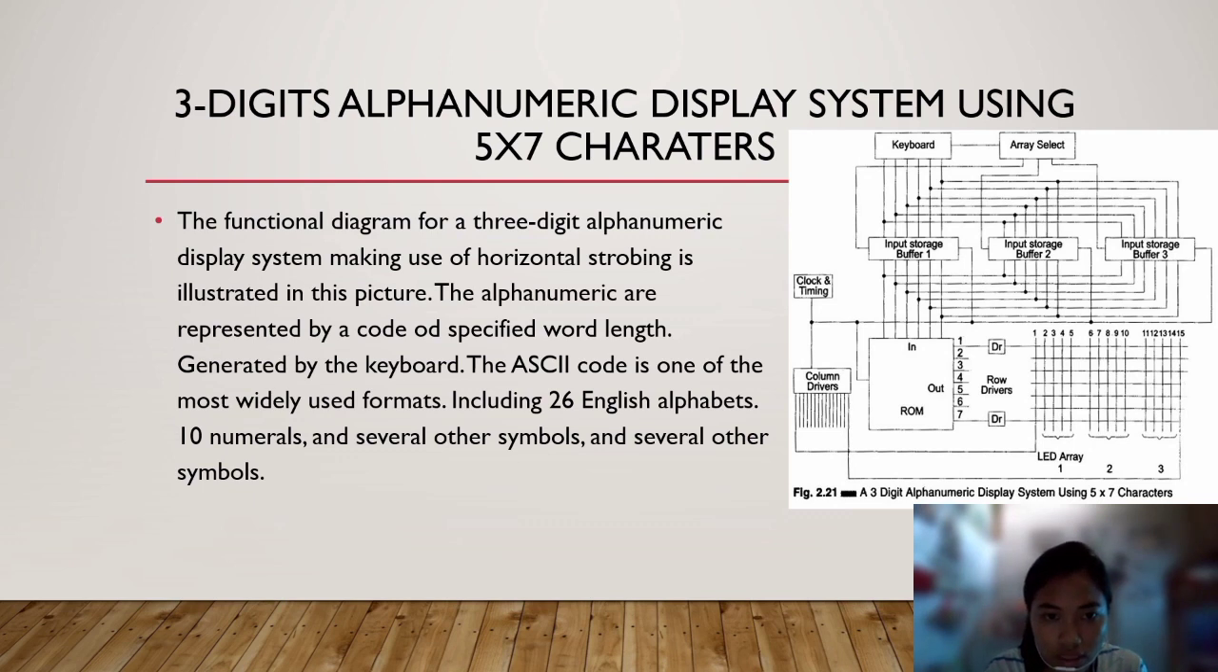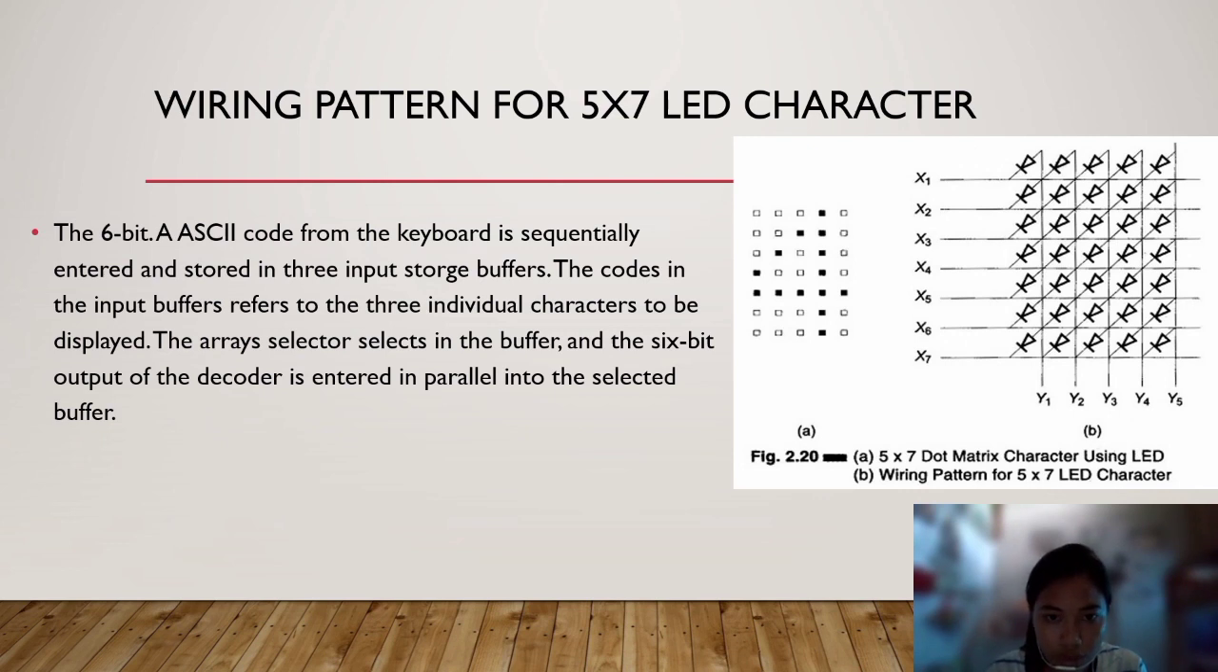The 3-digit alphanumeric display system using 5 by 7 characters. The functional diagram of a 3-digit alphanumeric display system making use of horizontal strobing is illustrated in this picture. The alphanumerics are represented by a code of specified word length generated by the keyboard. The ASCII code is one of the most widely used formats, including 26 English alphabets, 10 numerals, and several other symbols. Wiring pattern for 5 by 7 LED characters.